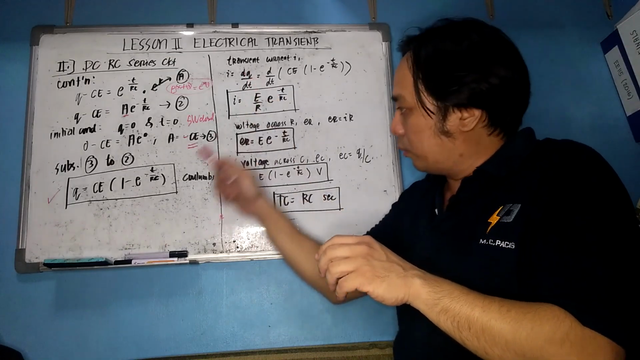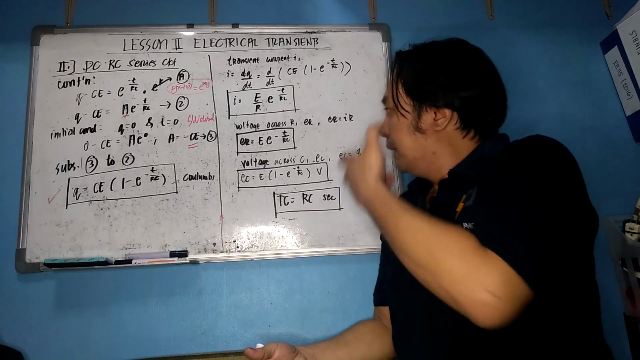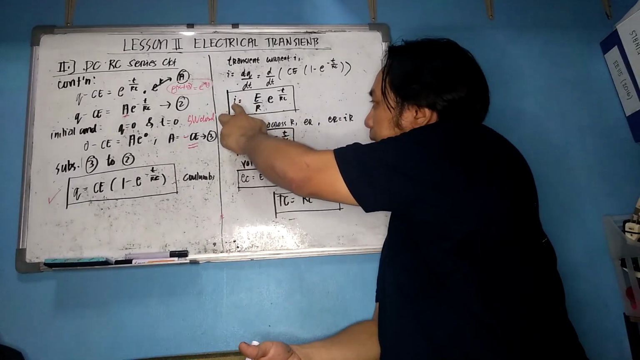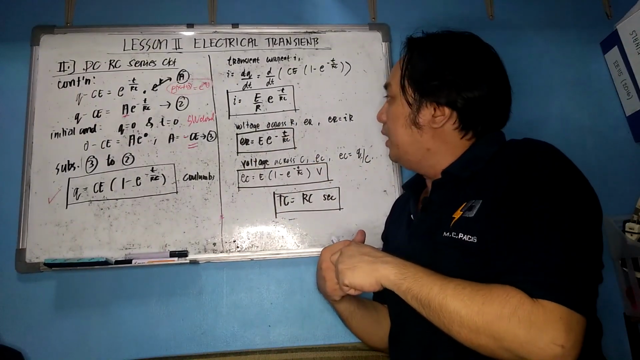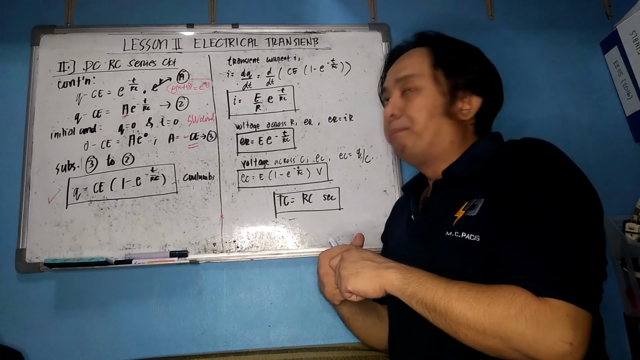Differentiate with respect to time this equation here and use differential calculus. That way, we will have the answer for the transient current equal to E all over R, E raised to negative t all over RC.